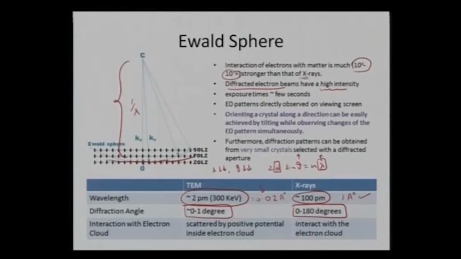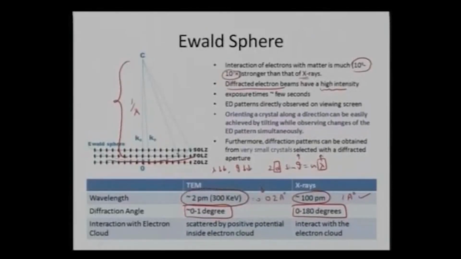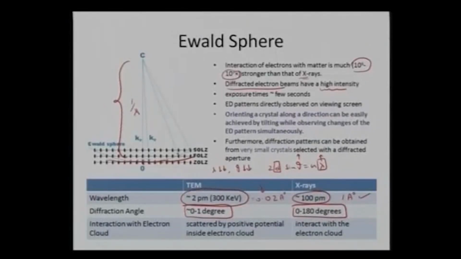That tells me I can get all my diffraction pattern within a particular tilt of a plane, which is only 0 to 1 degree along the beam. So my beam can be approximately parallel to the particular oriented crystal, within 0 to 1 degree, and still produce a diffraction pattern. And one more thing is that the intensities are very strong, because electrons interact very strongly with matter, 10 to the power 6 to 10 to the power 7 times stronger.